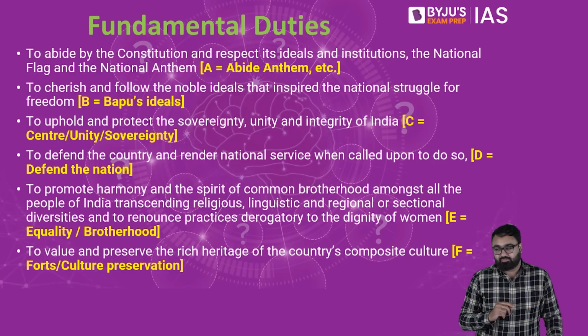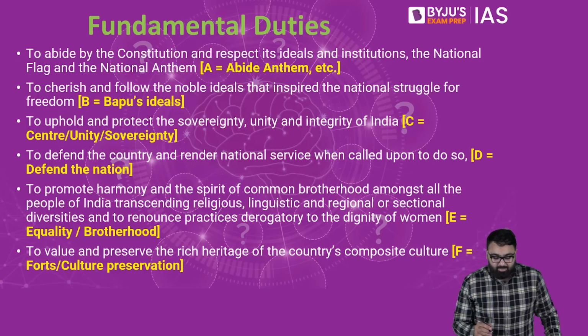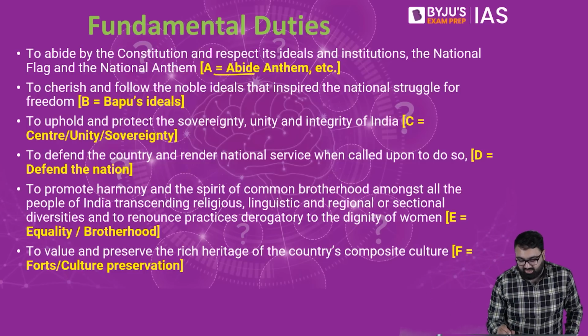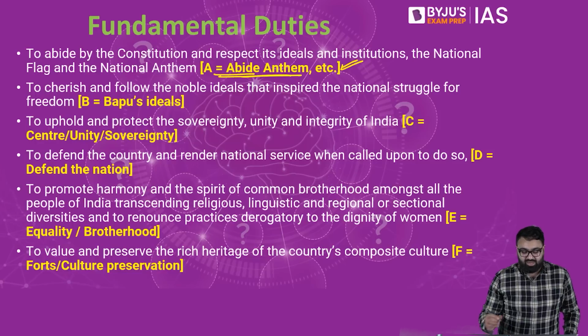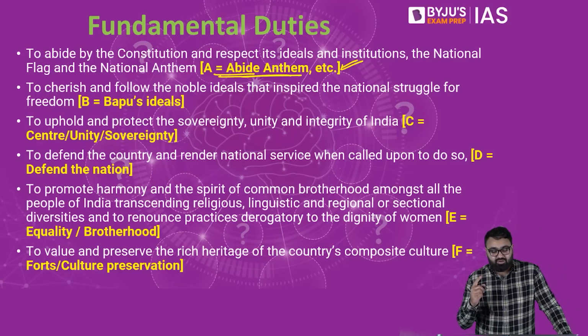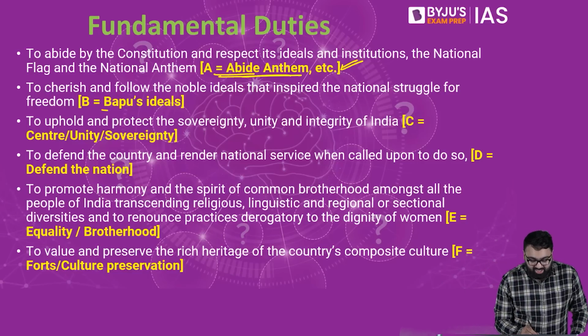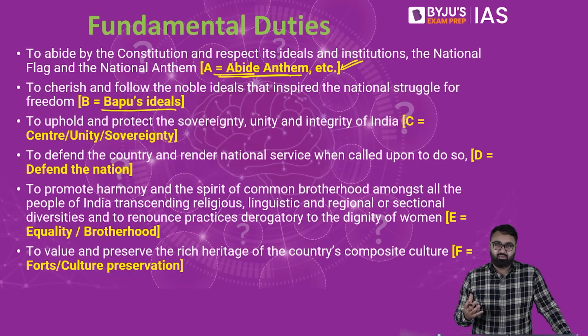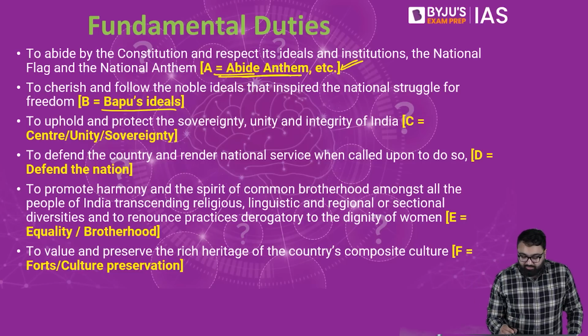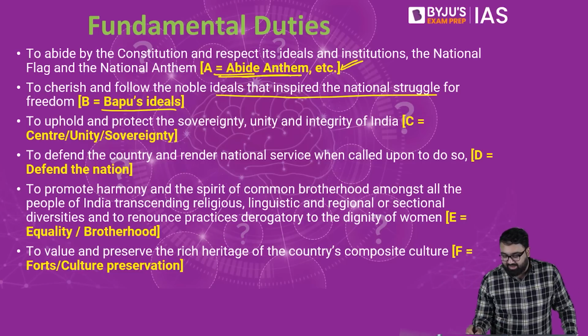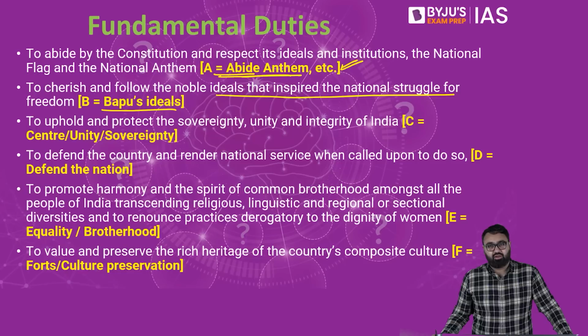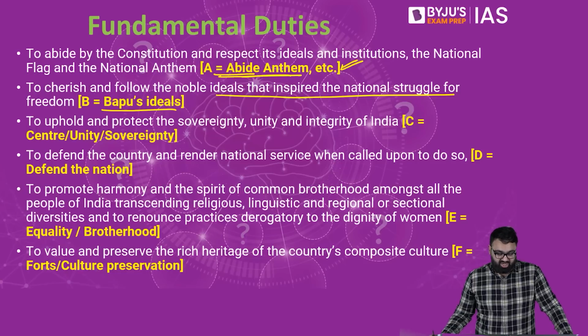I'll tell you how. For the first duty, remember A is for abide. So abide by the national anthem, abide by the ideals of the constitution, that is A. What comes after A? B. B for Bapu's ideals. Who is Bapu? Mahatma Gandhi. So the second duty is to follow the noble ideals that inspired the freedom struggle of the country. So B for Bapu, Bapu's ideals.